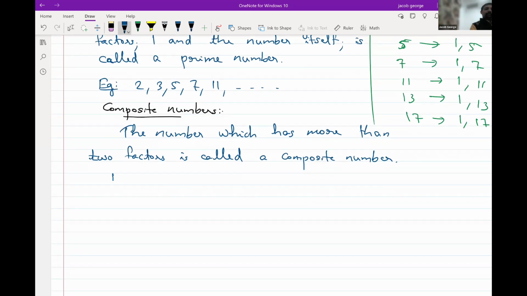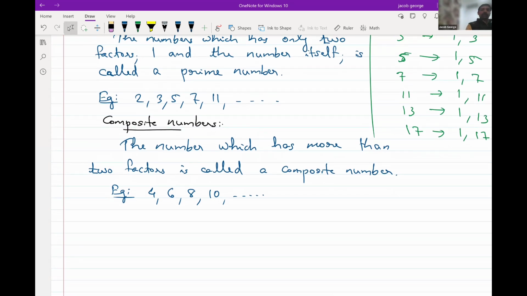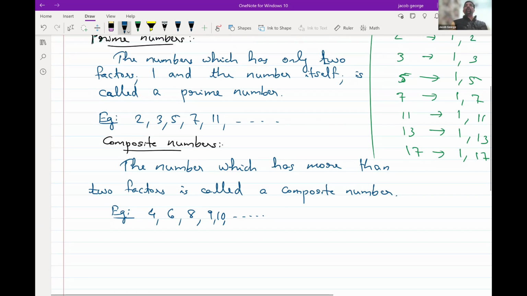Example: 4, then 6, 8, 10, etc. 4 is the smallest composite number, okay? 9 is also a composite number, then 10, etc. This type of numbers are composite numbers. So what is the smallest composite number? 4. What is the smallest prime number? 2. Okay, what is the only even prime number? 2. 2 is the only even prime number. Other prime numbers are all odd numbers, okay?